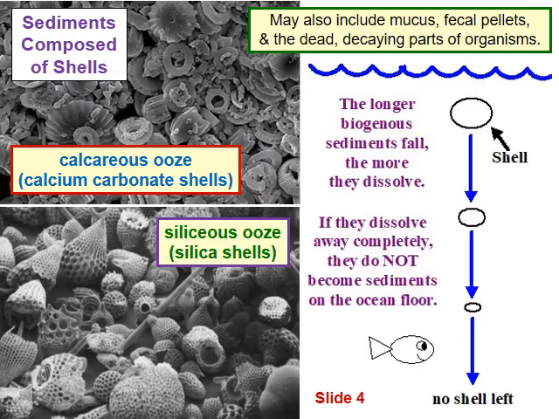The longer it takes biogenous sediments to fall, the more they will dissolve before reaching the bottom. If the ocean is too deep, biogenous sediments will dissolve away completely before reaching the bottom. No biogenous sediment will be left to pile up on the ocean floor. Most biological sediments consist primarily of calcium carbonate or silica, substances that some phytoplankton and zooplankton make their shells out of. The other parts of the organisms tend to get decomposed by bacteria. Only the shells remain.